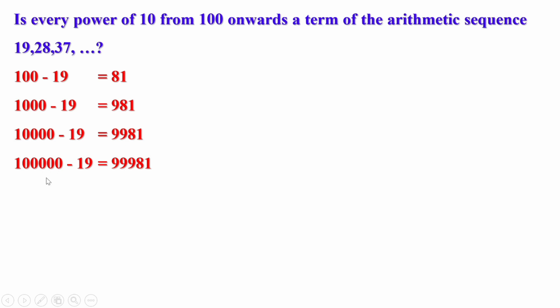Now suppose we have to check 10 raised to 100, whether it is a term of the sequence or not. What is the difference between 10 raised to 100 and 19? In the difference there are 100 digits. The last 2 digits are 8 and 1. The remaining are 9s. So it is also a multiple of 9 and it is also a term of this sequence. So we can take any term and check the difference, and we can see that it is always a multiple of the common difference 9.